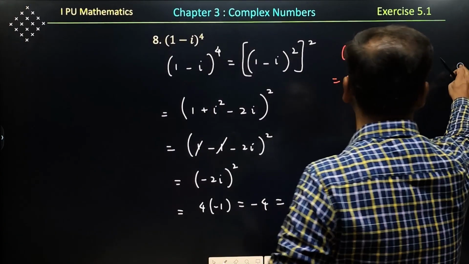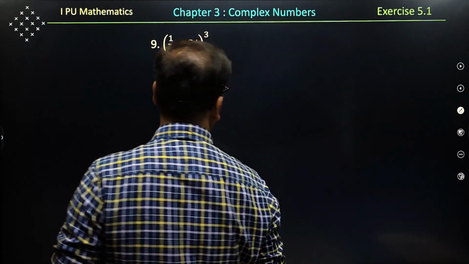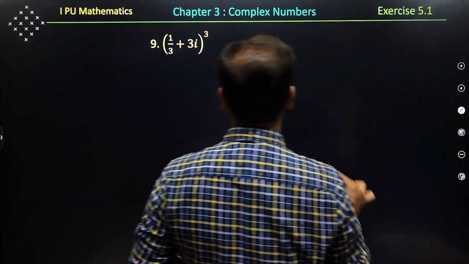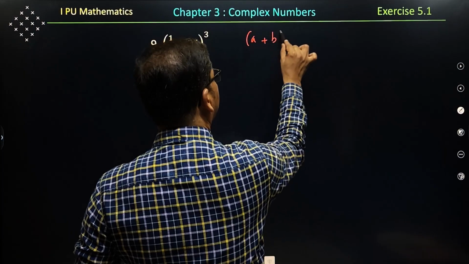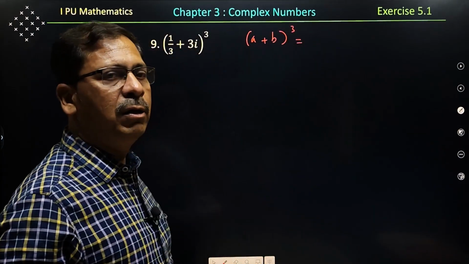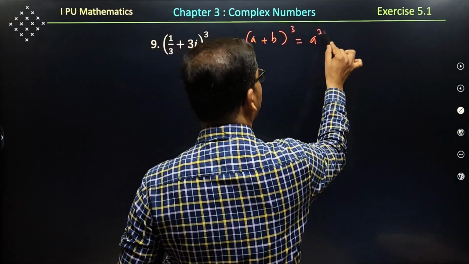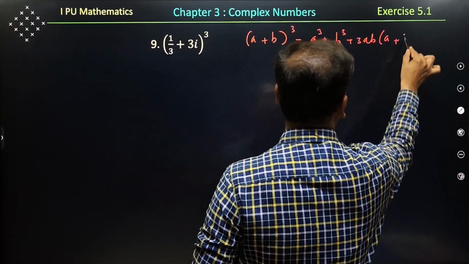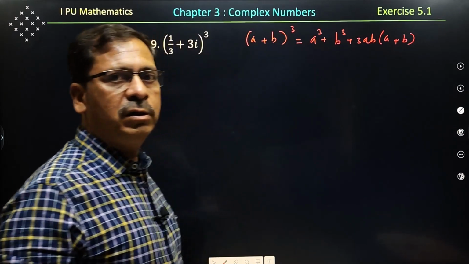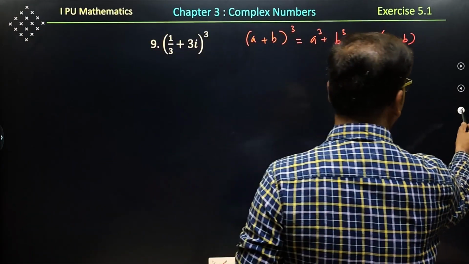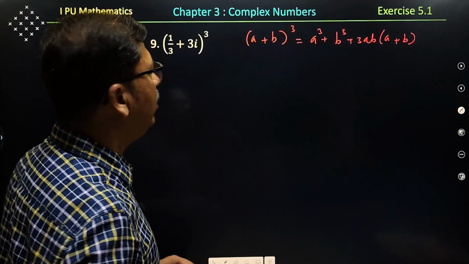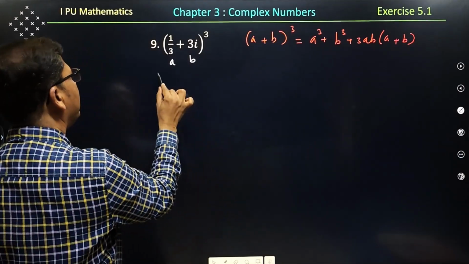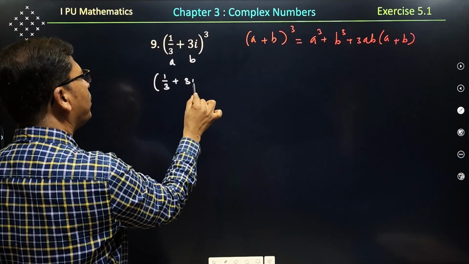Let us move to the next question. Another interesting simple question, but you need to recall a formula. The expansion of a plus b to the power 3 is equal to a cube plus b cube plus 3ab into bracket a plus b. This is the concerned formula here. Now a is 1 by 3, b is 3i. Expand it: 1 upon 3 plus 3i to the power 3.